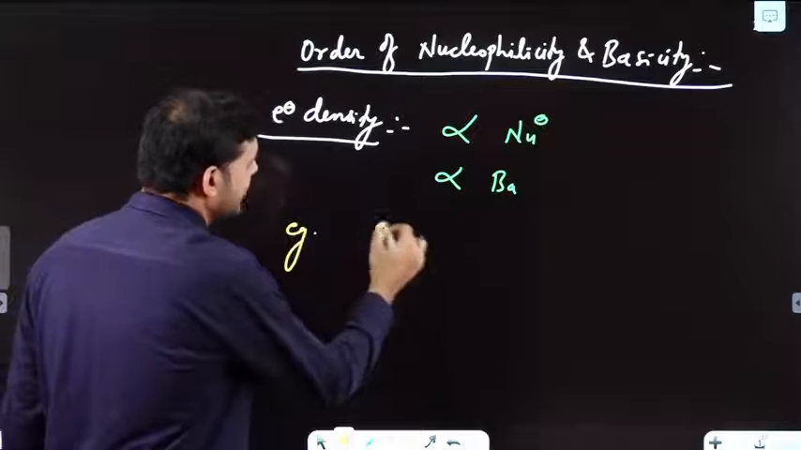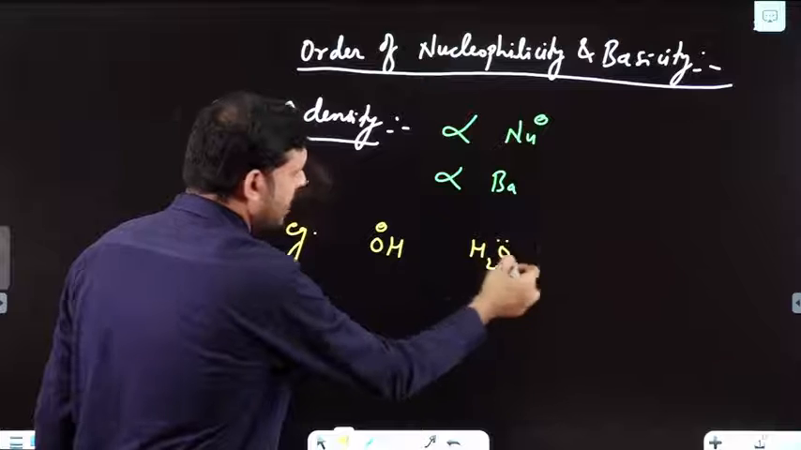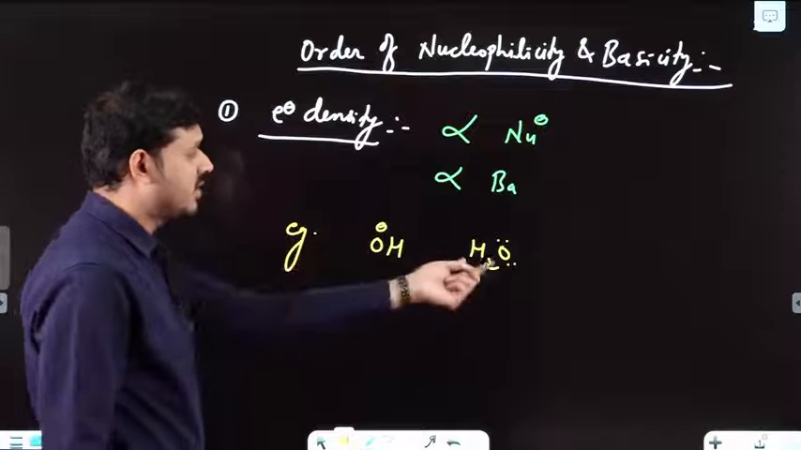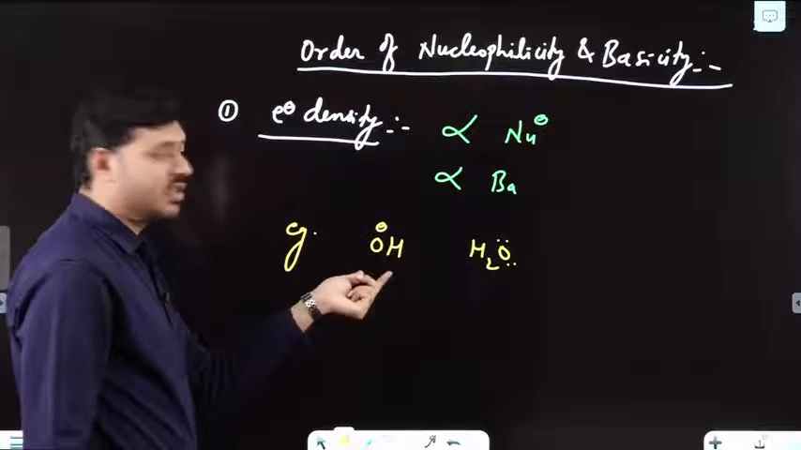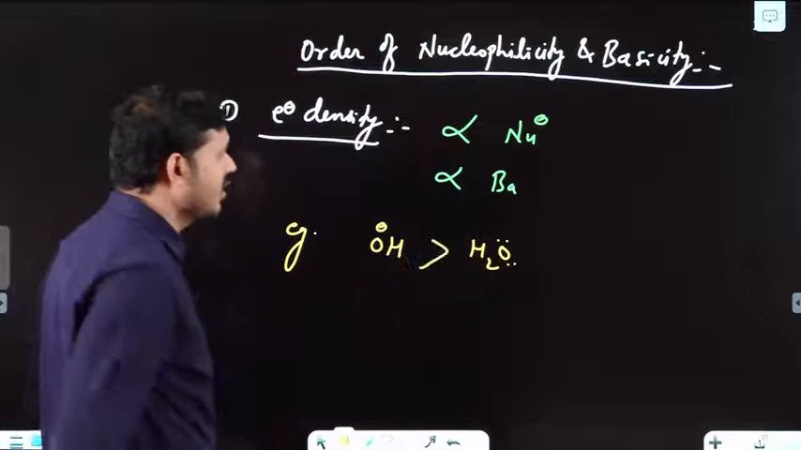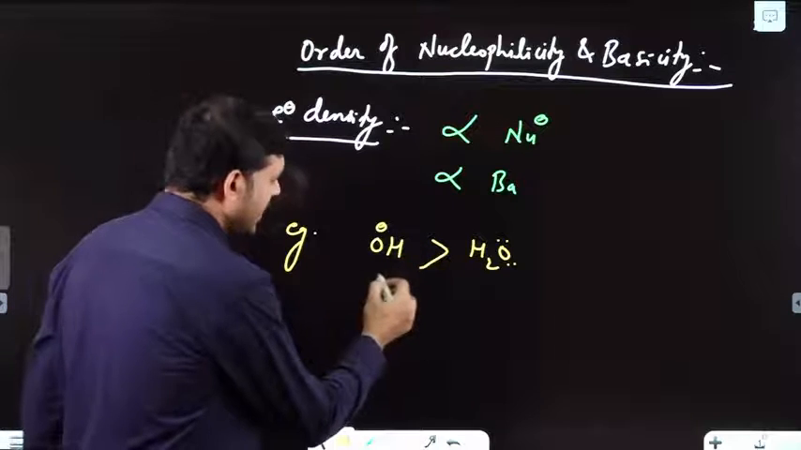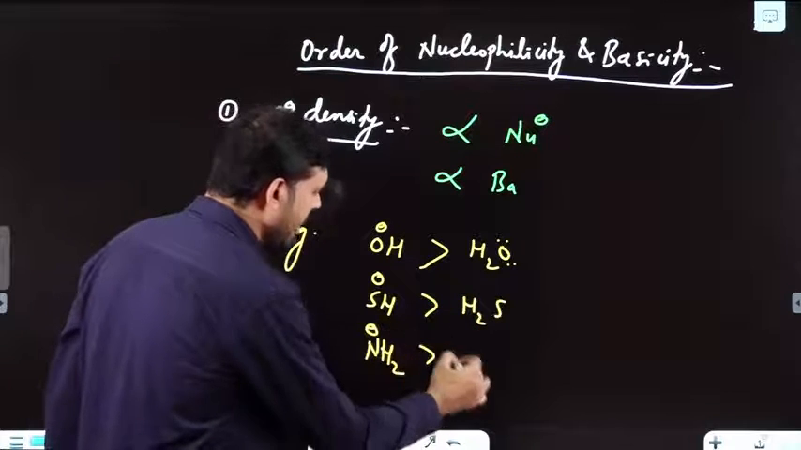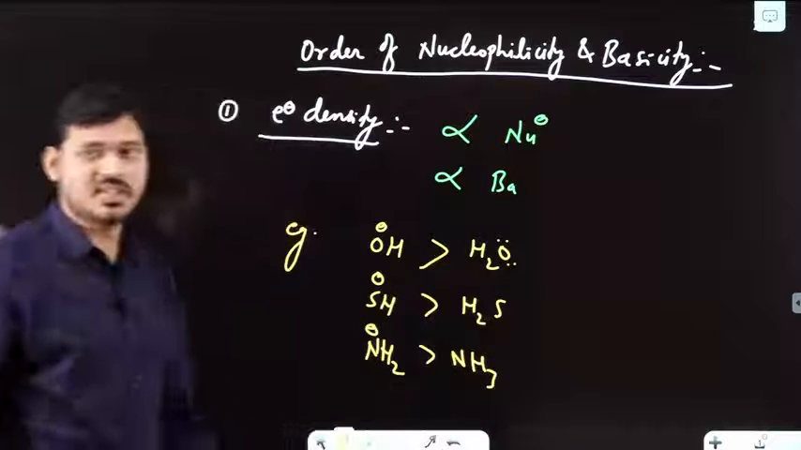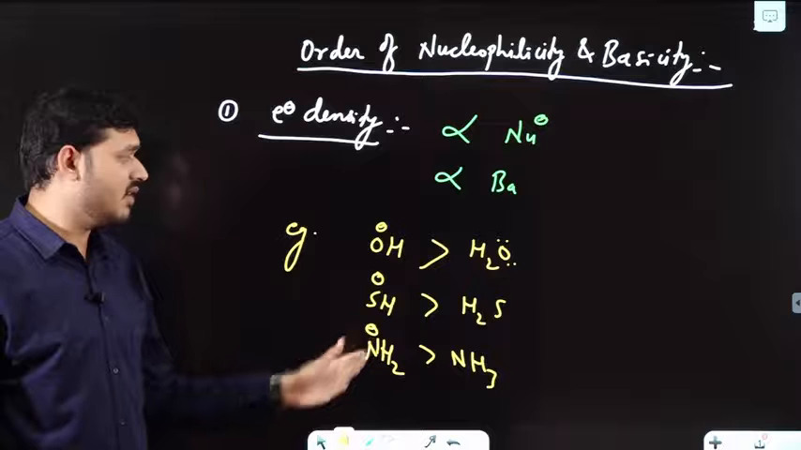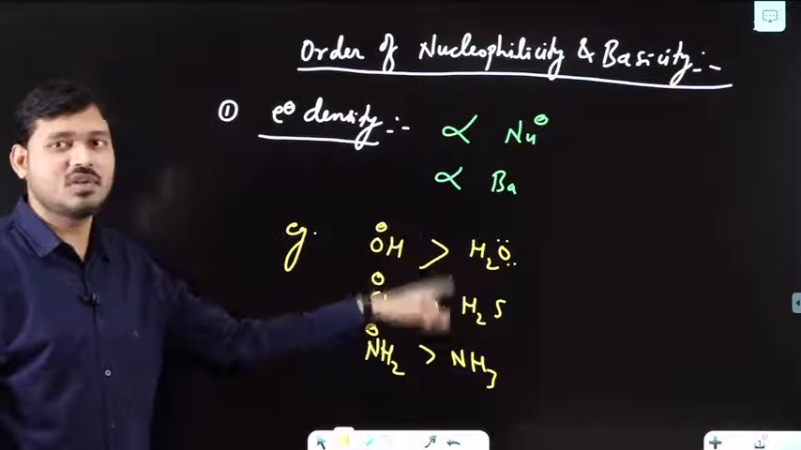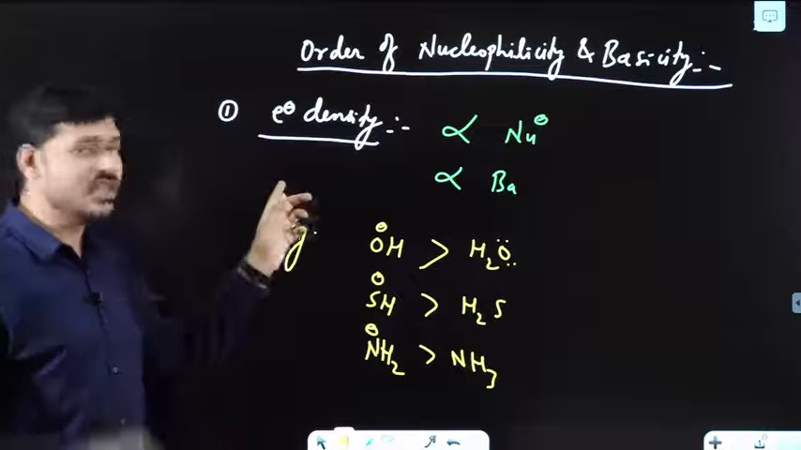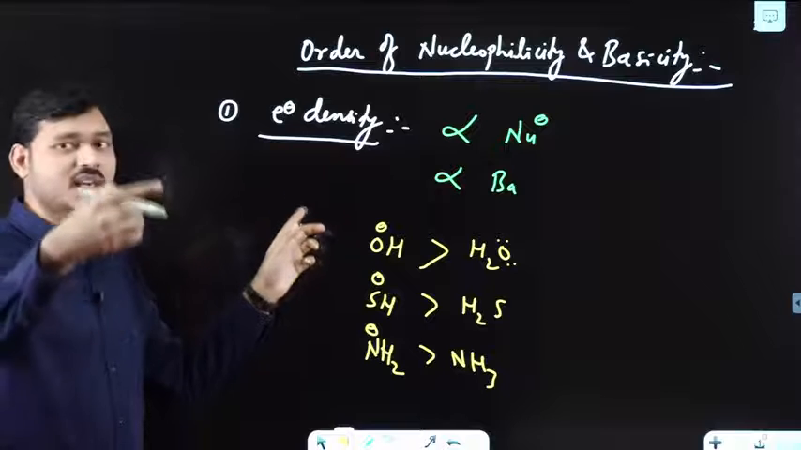Okay, let me give you a few examples. If I say OH minus and water, as you know, water is neutral and OH minus is its conjugate base. So you can see OH minus will be the stronger nucleophile or base. Similarly, SH minus is higher than H2S, NH2 minus is higher than NH3. So with these three basic examples you can understand that the negatively charged species, with respect to the same species in neutral form, will be more nucleophilic or basic. Clear? So if electron density is higher, then nucleophilicity or basicity will be higher.